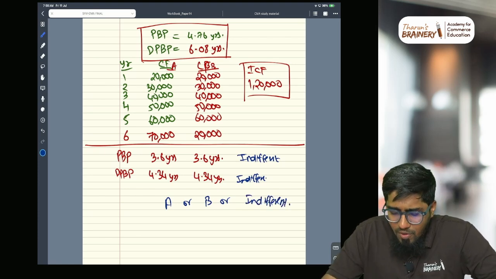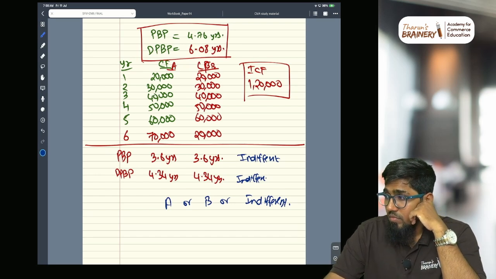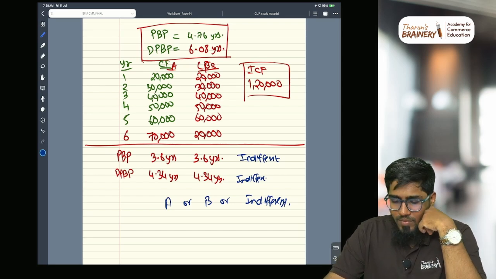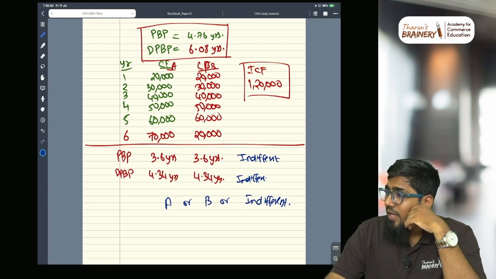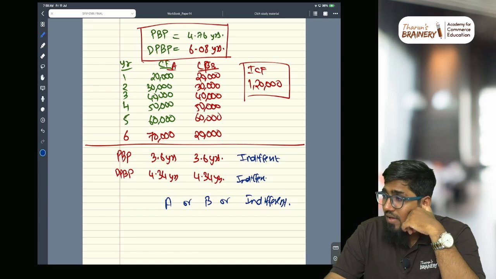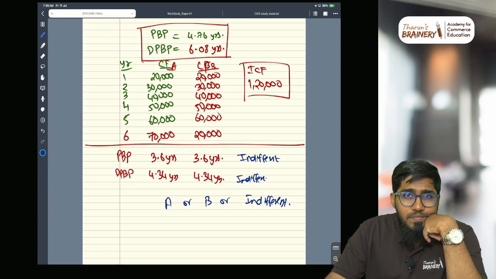Please tell me A or B or indifferent. Everyone, I need an answer. Cash flow A, cash flow B or indifferent. So you guys are telling A. Why cash flow A? Why do you have to select cash flow A?